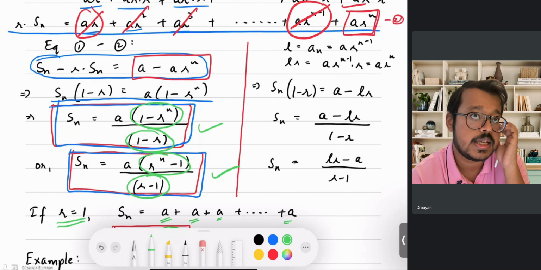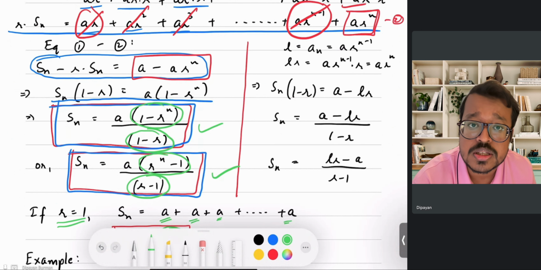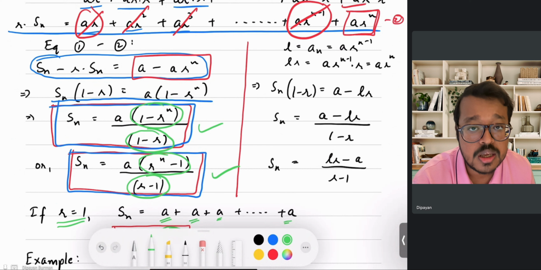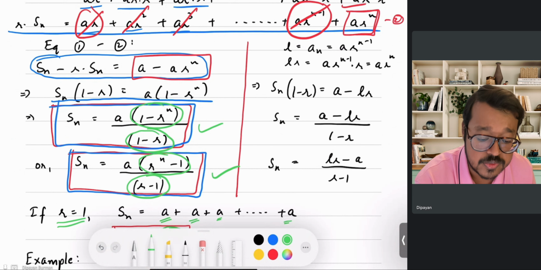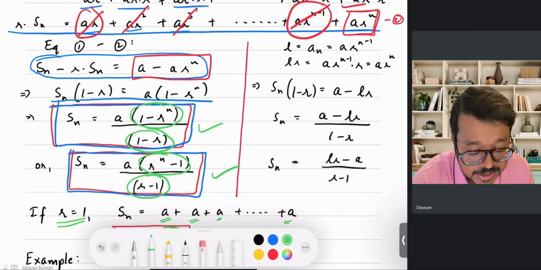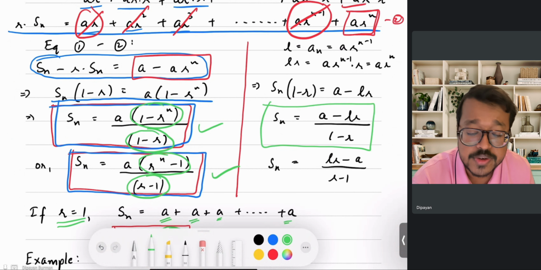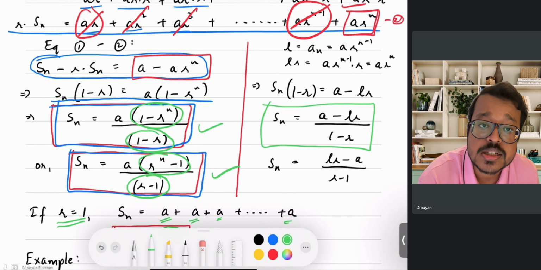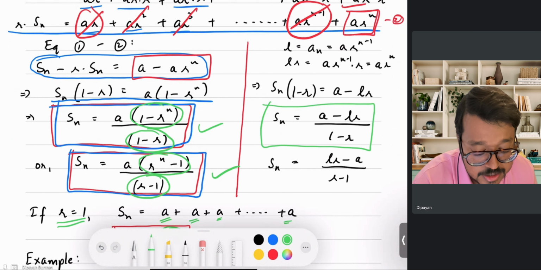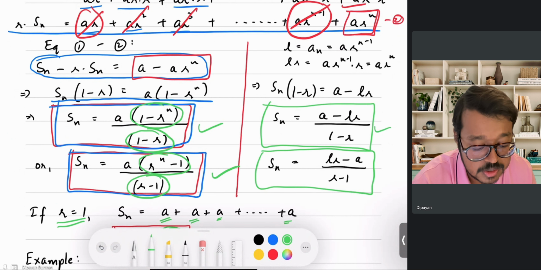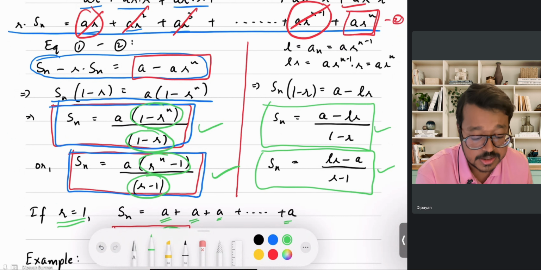Also, sometimes the last term or the nth term of the GP is known and I want to find the sum of n terms. I don't know exactly what n is, how many terms we have in the GP, but I know the first term, I know the common ratio, and I also know the last term of the GP. Then I can use a formula like this. The sum of n terms will be a minus L into r divided by 1 minus r, where L is the last term or the nth term of the GP, and it is also the same as Lr minus a divided by r minus 1. Both the formulas are the same. You can use it in that situation.